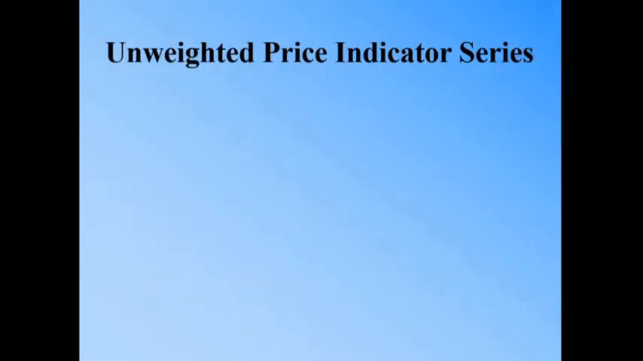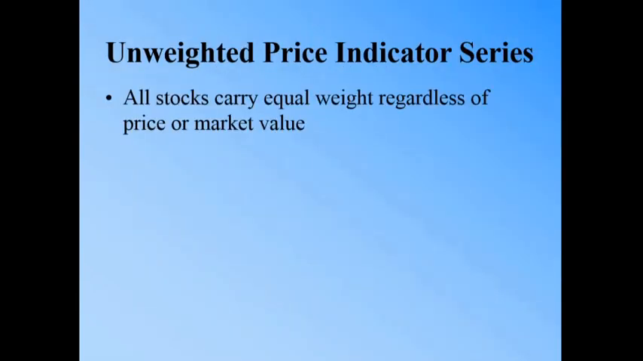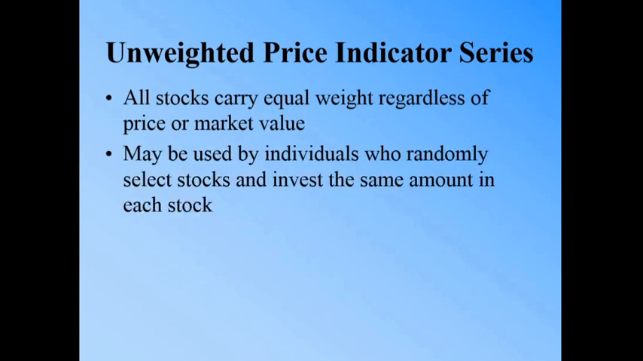The last one is the unweighted or the equal weighted index. It means that all the stocks carry equal weightage regardless of the price or the market value. We are not giving any weightage to the price, or to the total value of the company. Once the companies are selected in the index, they all carry equal weightage. So if there are 4 companies, each will carry a weightage of 25%. If there are 10 companies, each company will have a weightage of 10%, and so on. If there are 50 companies, each company will have a weightage of 2%.